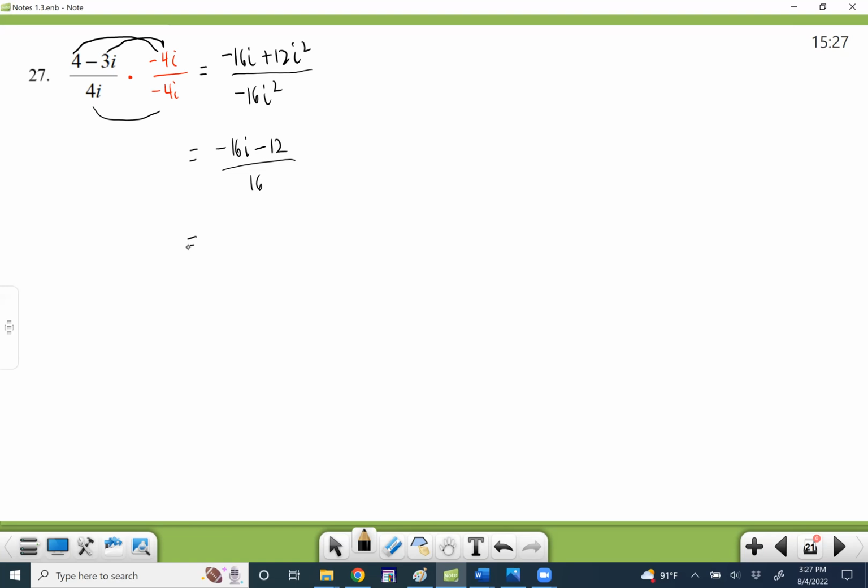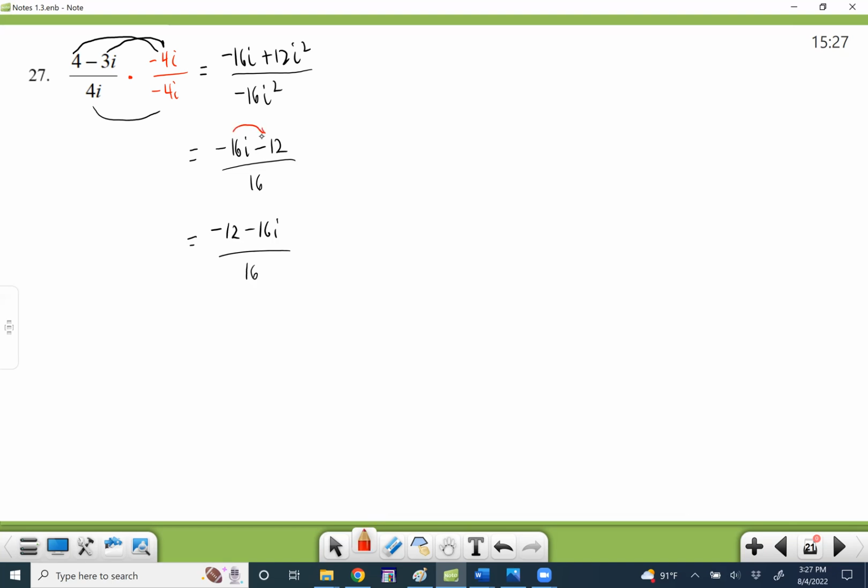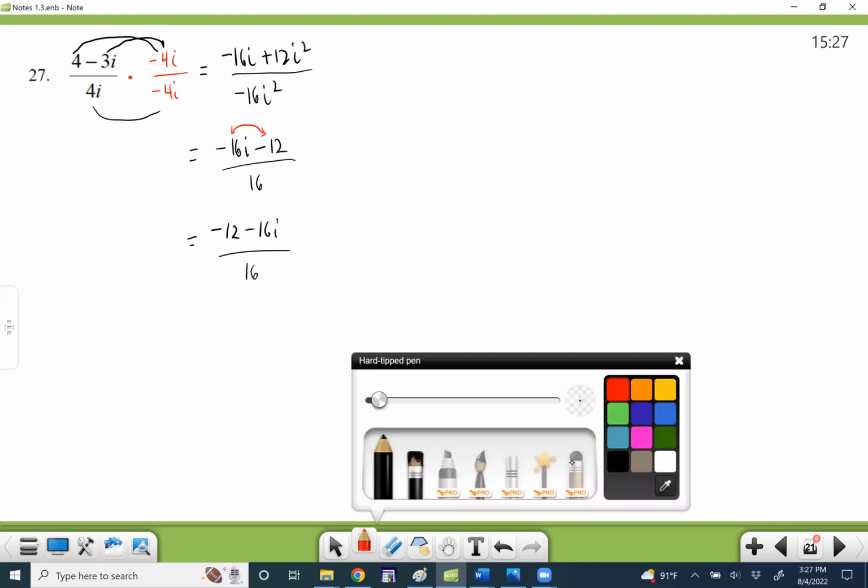All right. So a couple things we could do. I'm going to put the i at the back end. It has to be at the back to be in a plus bi form. So we're just flip-flopping, you guys, these two, their positions. Okay. Then we'll split it up.